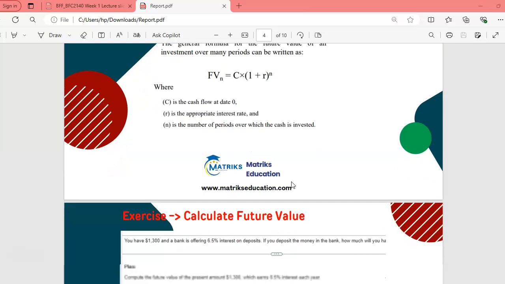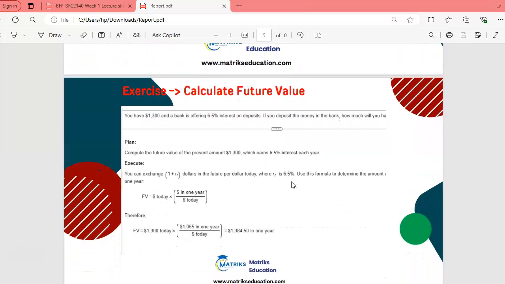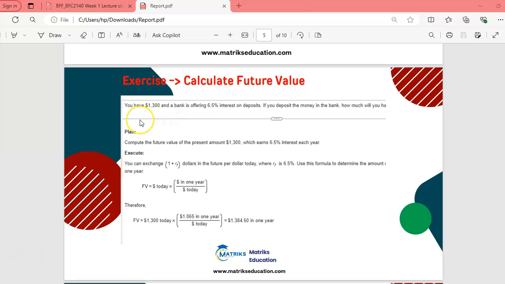Now we will see the exercise or sample question of the future value concept. Suppose that you have $1,300 at this present moment, and the bank is offering you 6.5% interest on deposits every year. If you deposit the money in the bank, how much will you have? Okay, so this is the question.